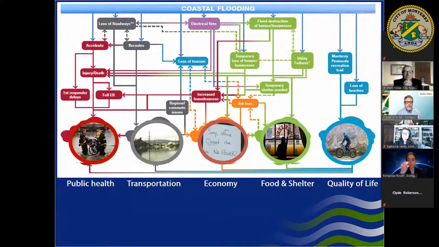So when we have the loss of roadways, there is this cascading effect on the way that we live in Monterey. And this graphic gets very busy. But you will see that it really focuses and shows us that impact of business, the impact to our community, the impact to closure of businesses, food and shelter, and ultimately our quality of life. Next slide, please.